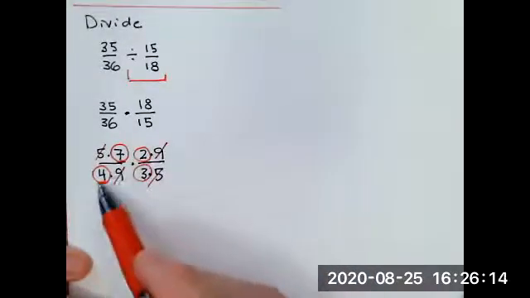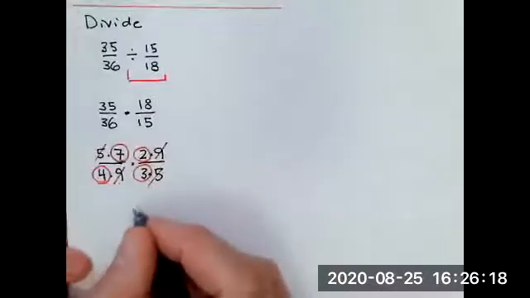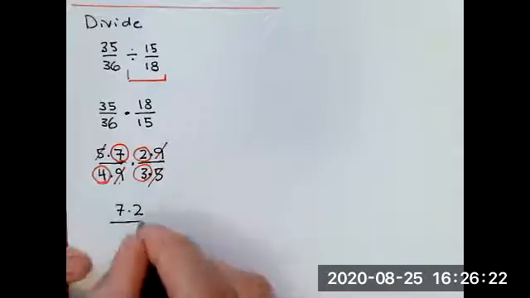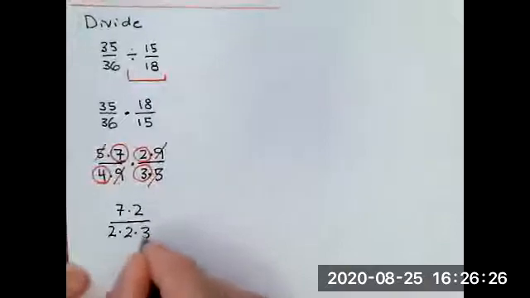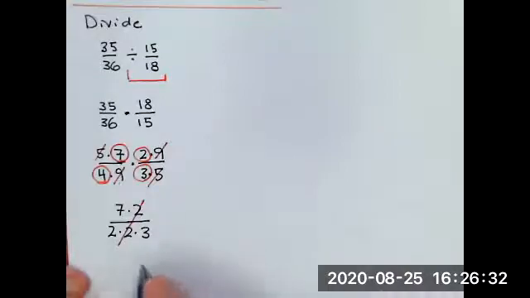Well, this 2 can go into this 4. So that's 7 times 2 over 2 times 2 times 3. And the answer is 7 over 6. Let's try another.